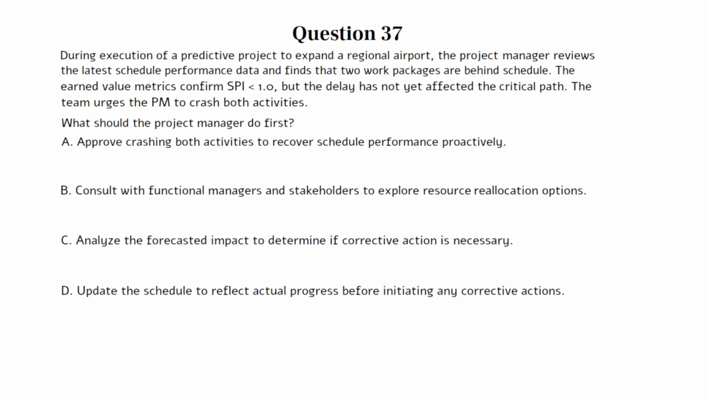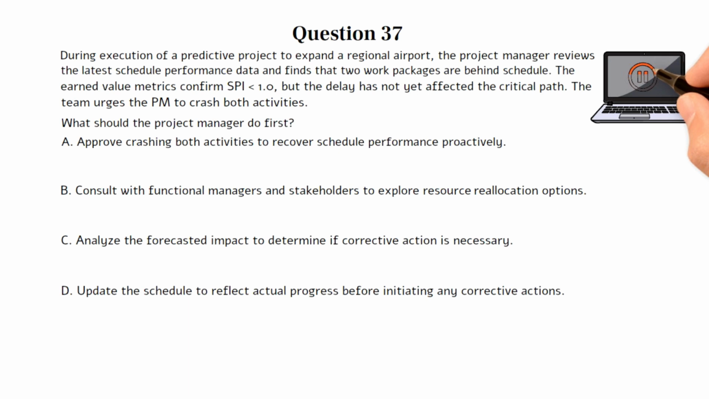A. Approve crashing both activities to recover schedule performance proactively. B. Consult with functional managers and stakeholders to explore resource reallocation options. C. Analyze the forecasted impact to determine if corrective action is necessary. D. Update the schedule to reflect actual progress before initiating any corrective actions. You can pause the video here if you need more time to work on the question. The correct answer is C.